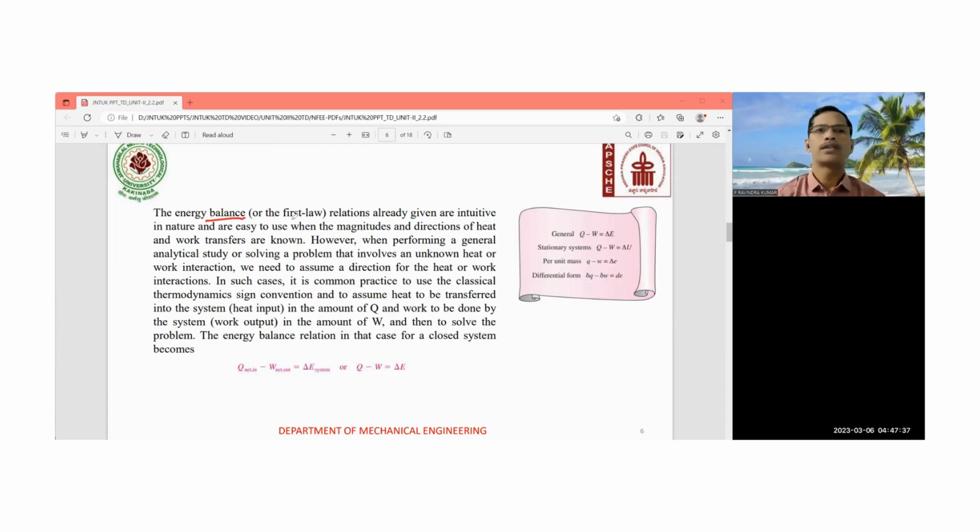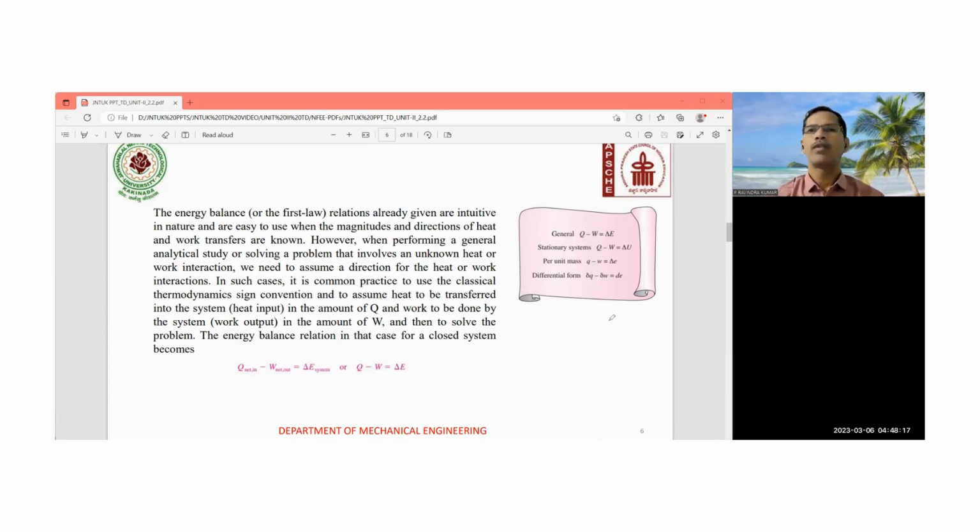So the energy balance for the first law relations is already given or intuitive in nature. It is connected to the natural process and is easy to use when magnitudes and directions of heat transfer are known. So you can easily apply the first law of thermodynamics to the natural cases. However, when performing a general analytical study or solving a problem that involves unknown heat, sometimes we may be knowing the heat or sometimes we may be knowing the work, right?